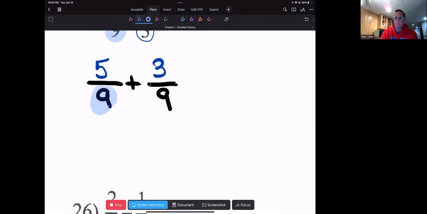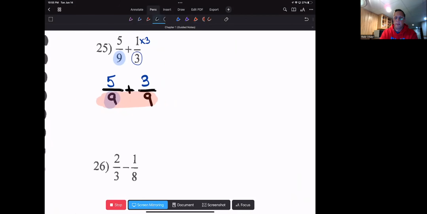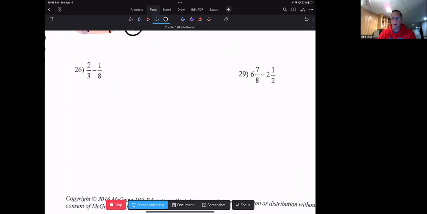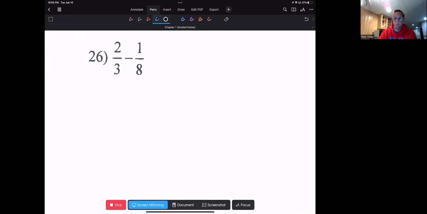See, everything there is the way we want it. We want a common denominator. You're not allowed to add fractions, remember, unless the denominator is the same. And the numerator is all we need to add or subtract. In this case, we're going to add. So you got 8/9 right there. We're finished with that problem. All done.